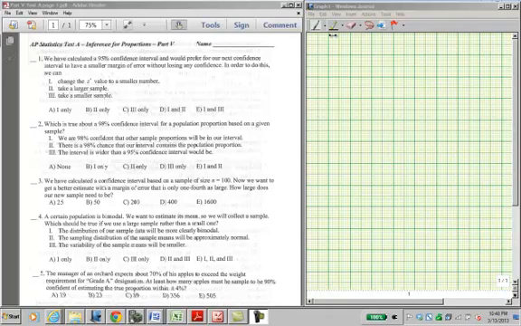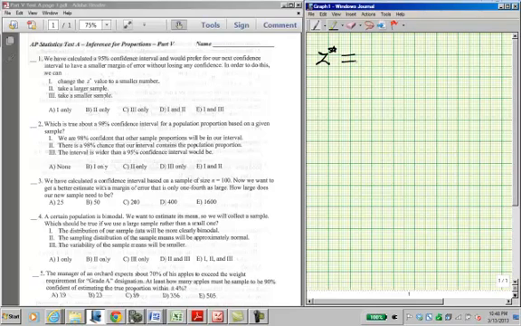Alright, so we're going through the multiple choice. We have calculated a 95% confidence interval and prefer for our next confidence interval to have a smaller margin of error without losing any confidence. In order to do this, we can, number one, change the z-star to a smaller number. Now, the z-star is the level of confidence. So if we change the z-star, we change the level of confidence. So 1 is out. 2, take a larger sample.